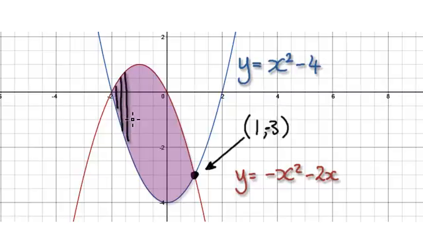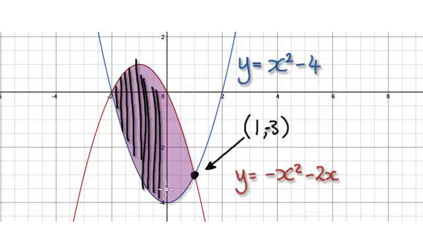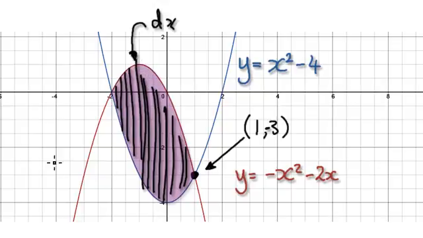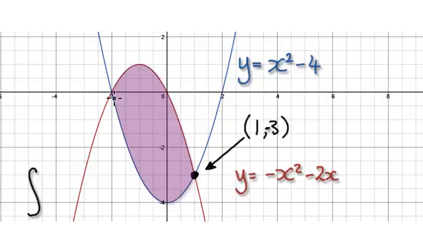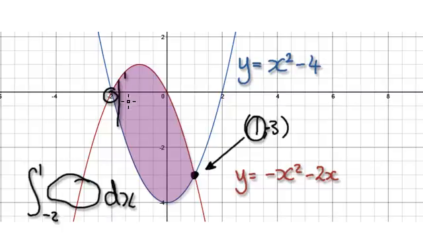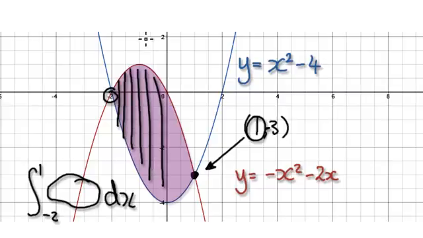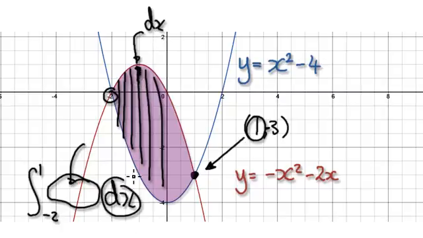Okay, so to do this, let's sum up all the rectangles here. So we're going to integrate vertically. If you look at this one rectangle here, the width of this rectangle is dx. So we're going to integrate from -2 to 1, and then it will be something dx, because if you're summing up all the rectangles, the width of each rectangle is dx.